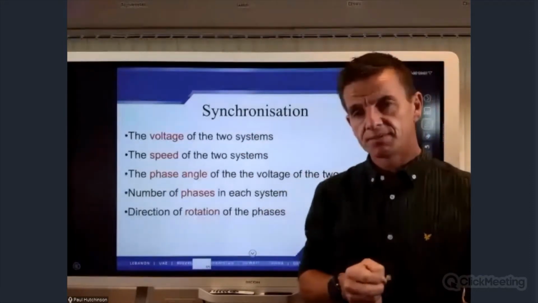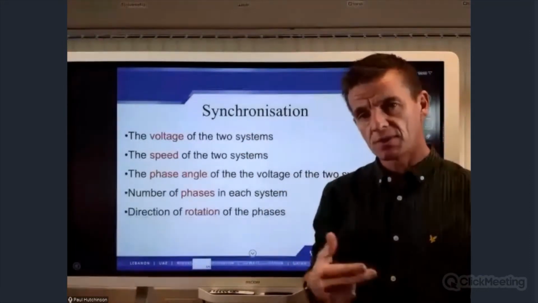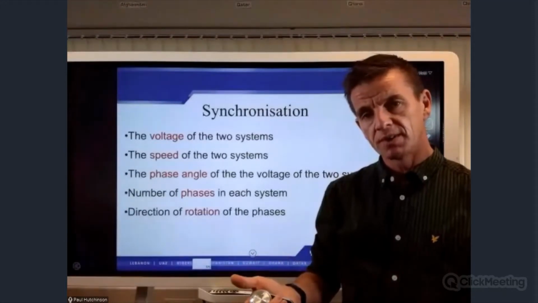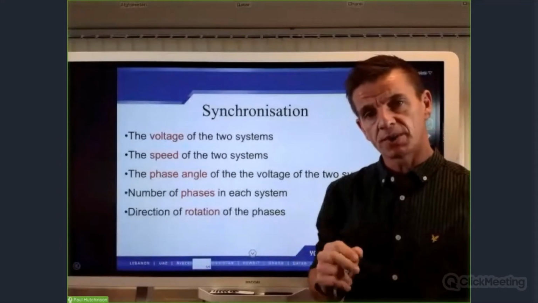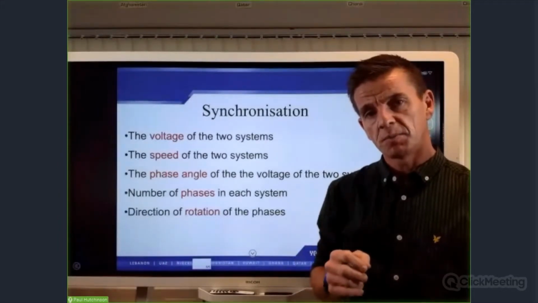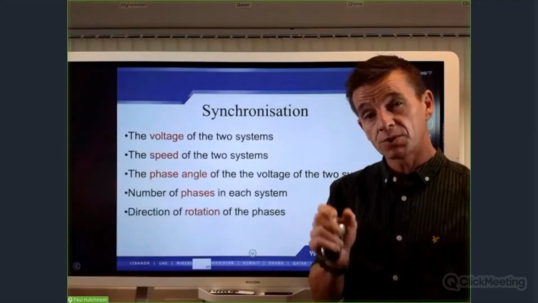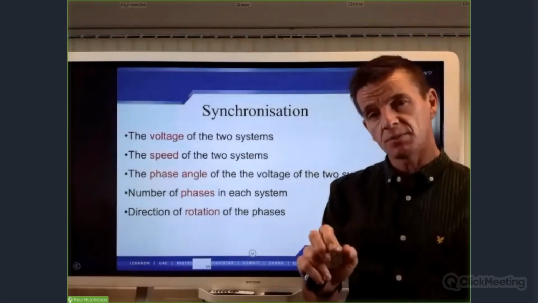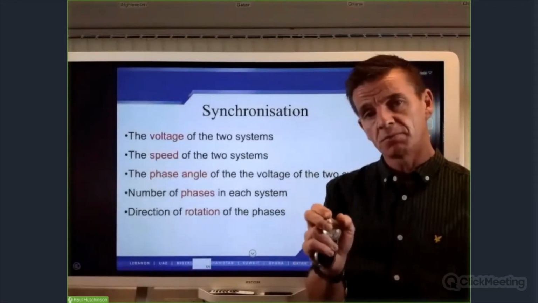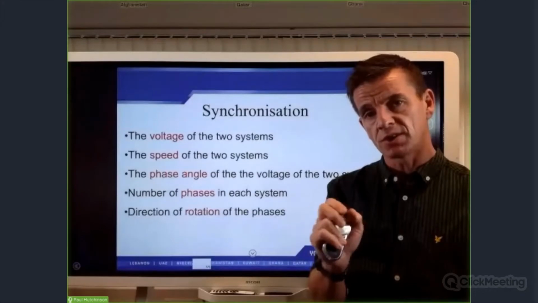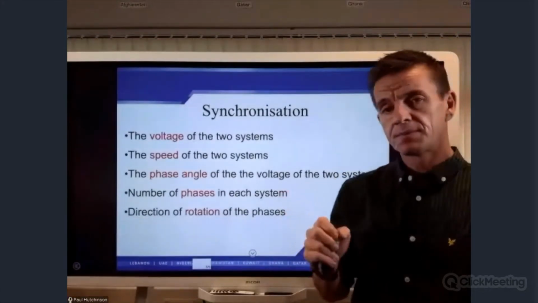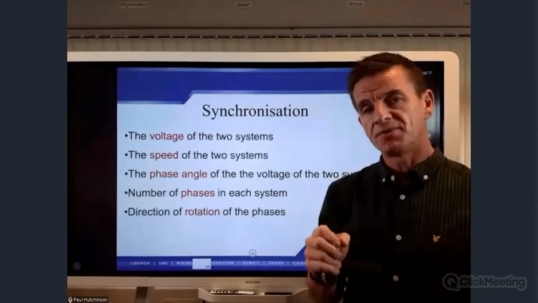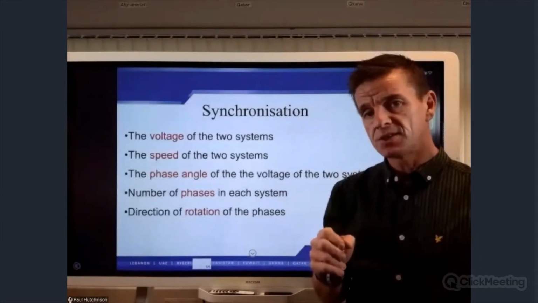Phase angles. Okay, the two systems, or more, those phase angles, although the synchronizing controller takes care of that, the two phase angles must be close or within. As you'll see when we go through here, the two of them must be very close to each other. Okay. The next one is the number of phases in each system.